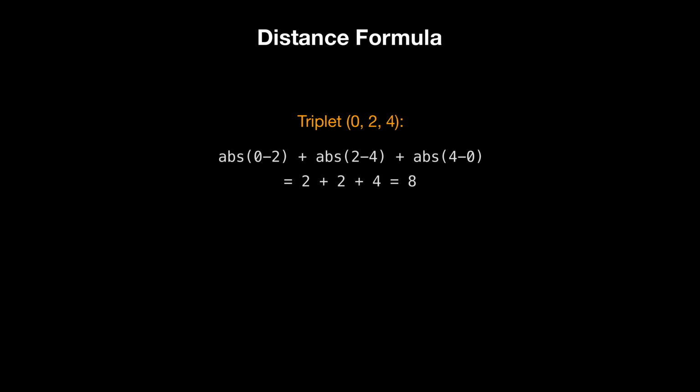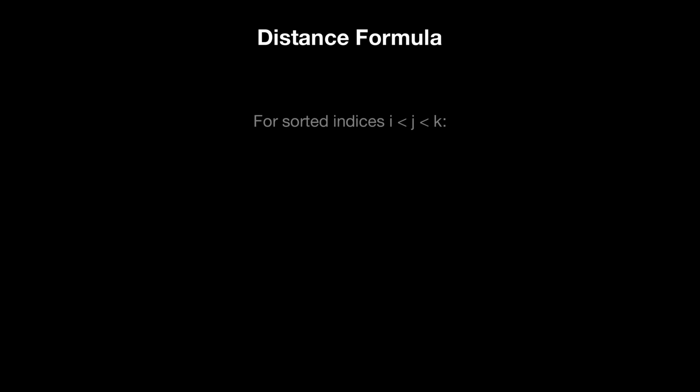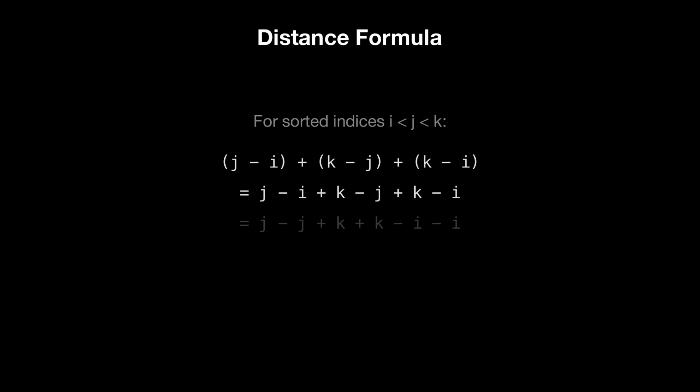Now, if we were to apply this formula for every triplet that we're able to form, we'd end up having to make a lot of comparisons in order to figure out which tuple gives us the minimum distance. So let's look at the distance formula more closely and see if we can simplify it. If we sort the three indices so that i is less than j and j is less than k, then the absolute values go away and the formula becomes j minus i plus k minus j plus k minus i. And if we rearrange these, we can see that the j terms cancel out because we're subtracting j from j.